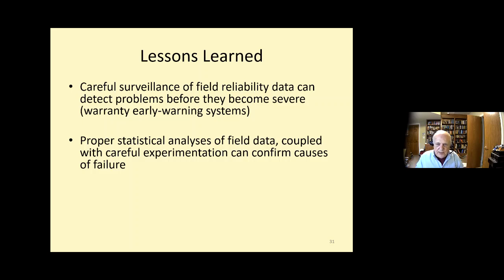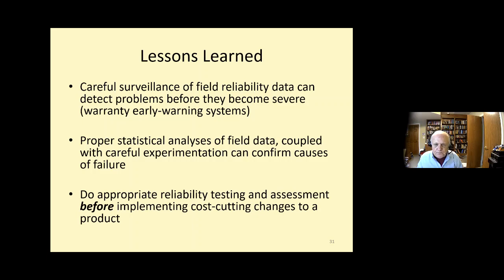Proper statistical analysis of field data, like I illustrated that Tim and his group had done, can often point to what was going on, and then combined with careful experimentation, you can confirm the causes of failure. And the moral is you need to do more appropriate reliability testing up front before implementing cost-cutting changes. There's some evidence in the report that Firestone made some cost-cutting changes that reduced the wedge size, but they didn't test it sufficiently. If they had built a rig like Tim did and tested it, they would have said, oh, by doing that, we're increasing the risk of failure. But evidently they didn't do that. They made the change and it led to the disaster.